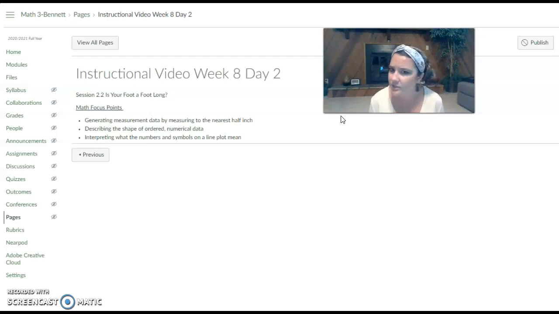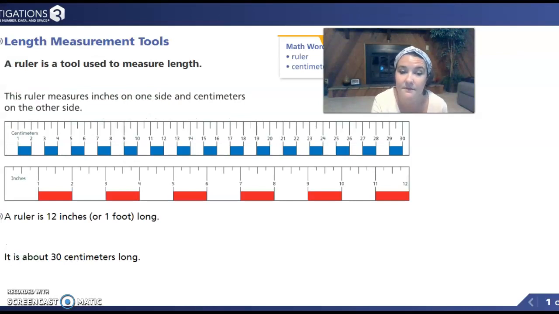Okay, so I have a question for you before we continue. Have you ever measured how long or how far something is? If so, what tool did you use to measure? So I'm actually going to use our math words and ideas, talking about measurement, to discuss some of these tools.